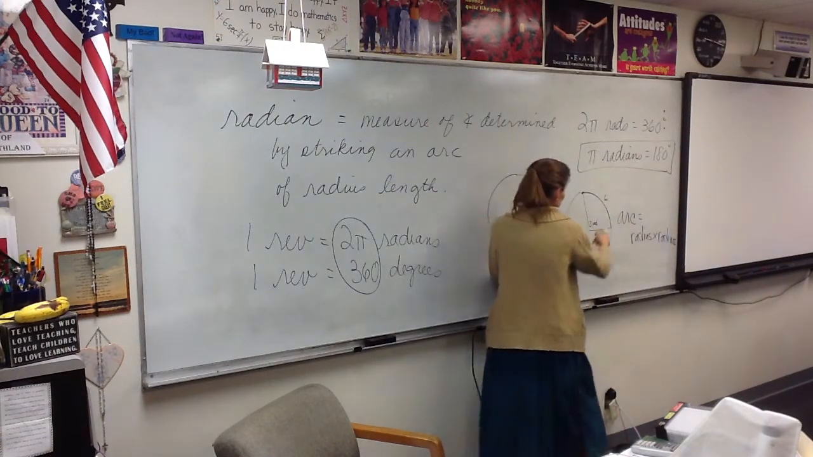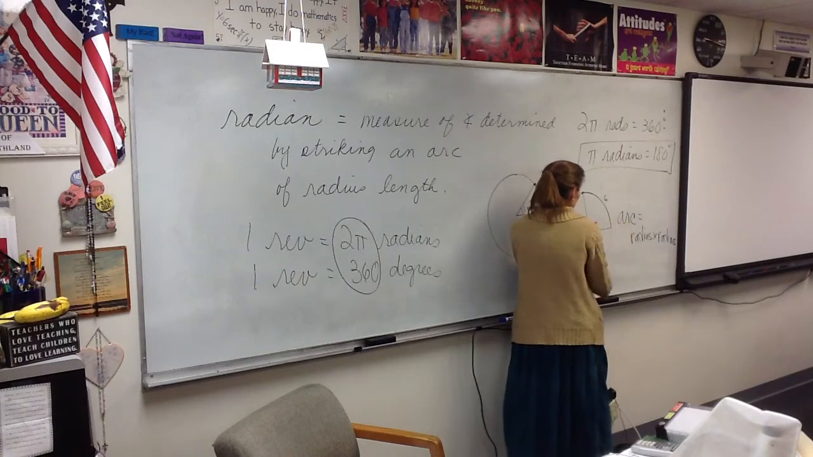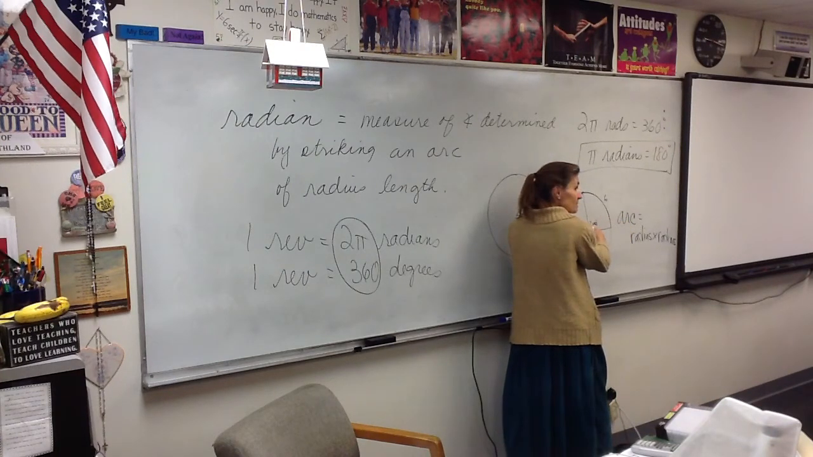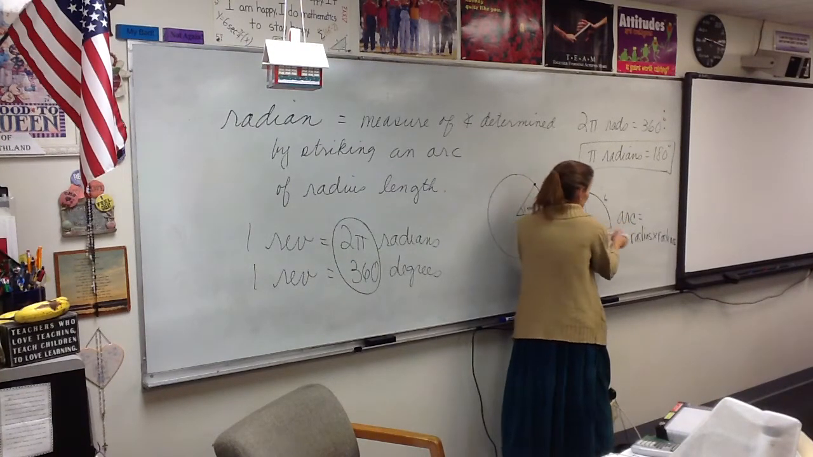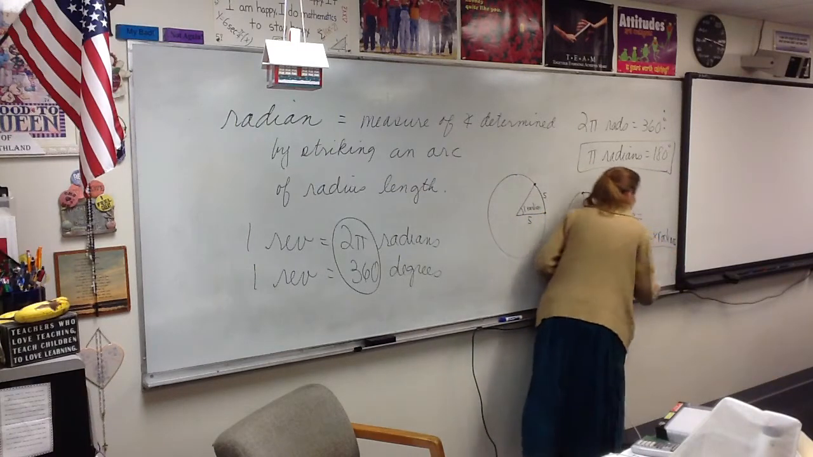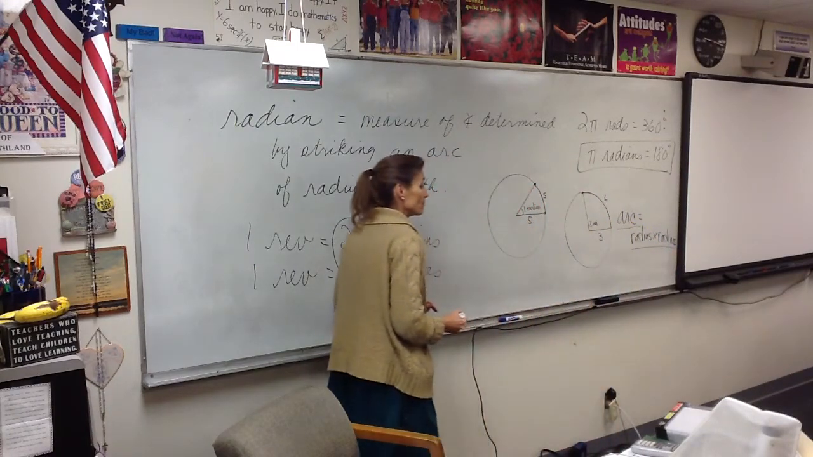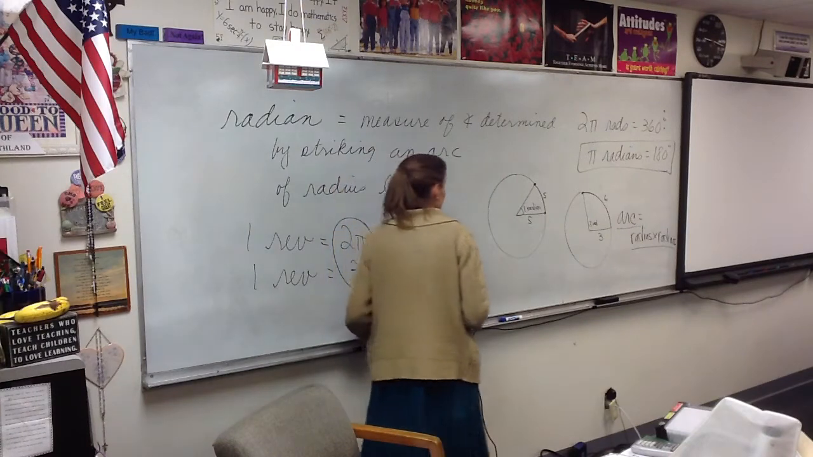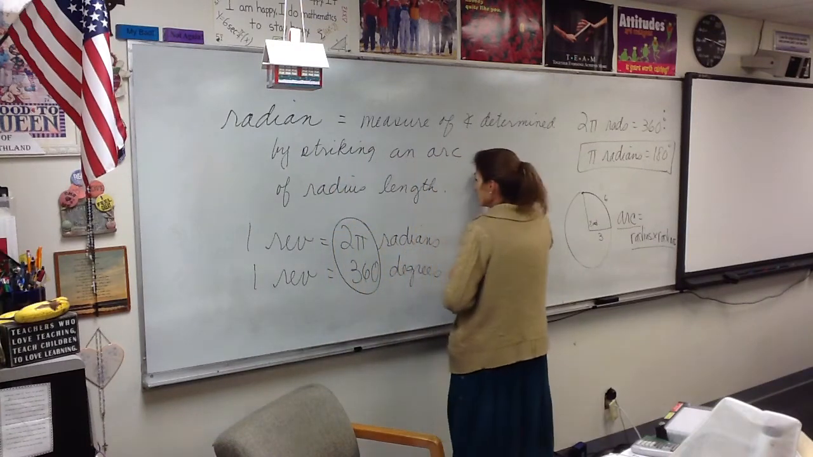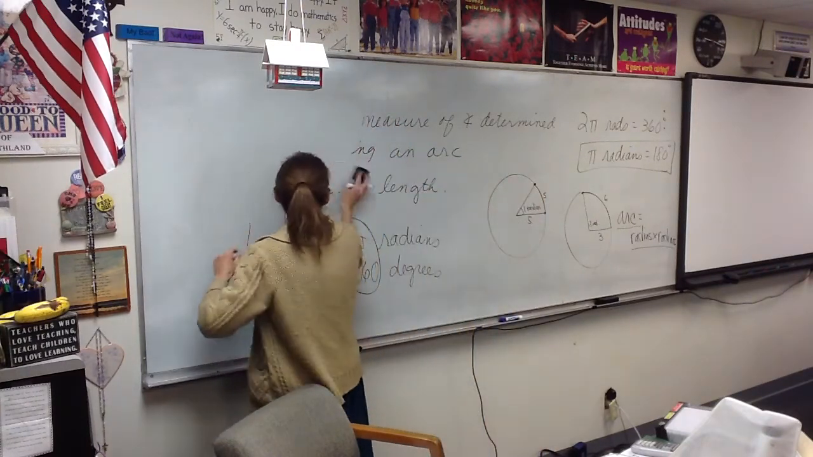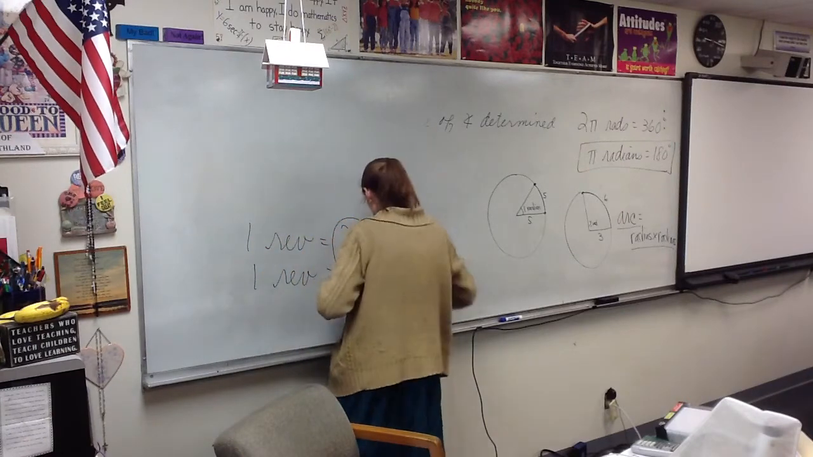In other words, arc length equals the radius times the number of radians. Arc length equals radius times radians. So now I expect you to be able to answer a question like this. You'll have them in your homework tonight.